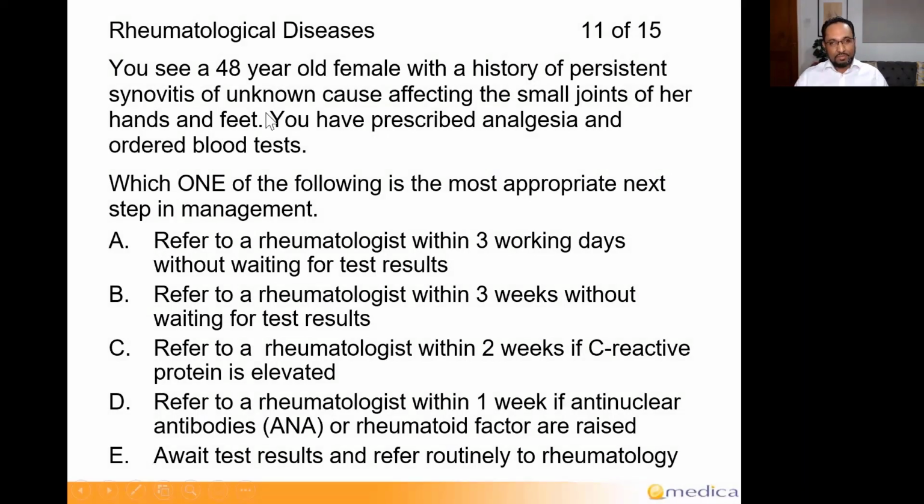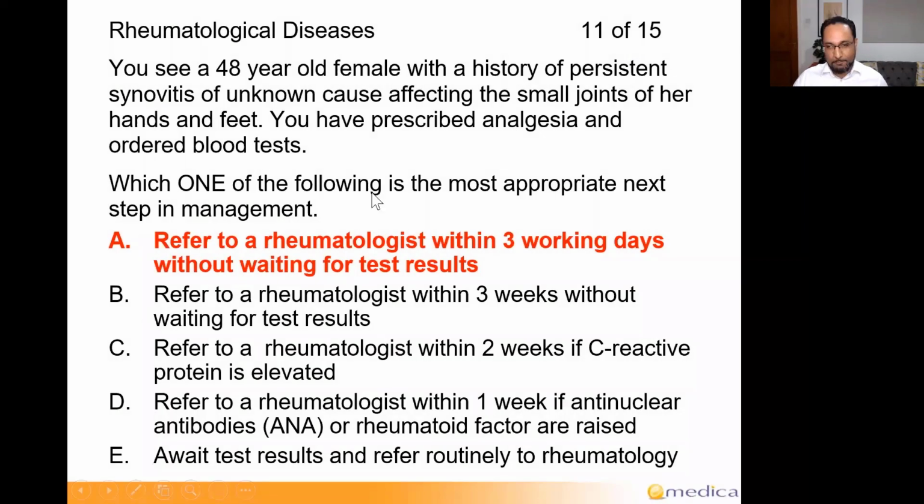Okay, so number 11, young patient, 48, persistent synovitis of unknown cause affecting small joints of the hands and feet. So you've ordered some bloods, probably going to look for things like rheumatoid factor and ESR and things like that, and you've given some painkillers, you'd probably give some NSAIDs, okay? So what's the most appropriate next step?